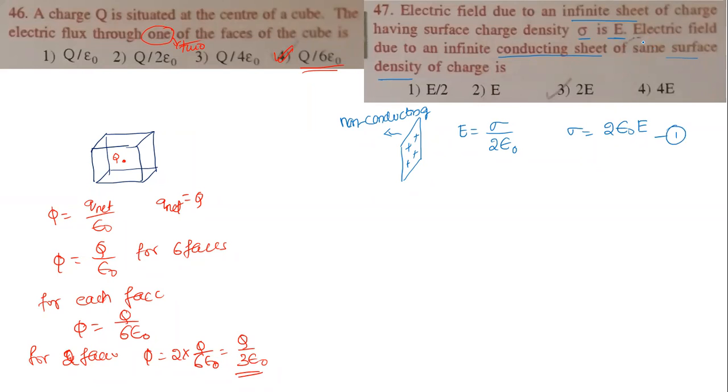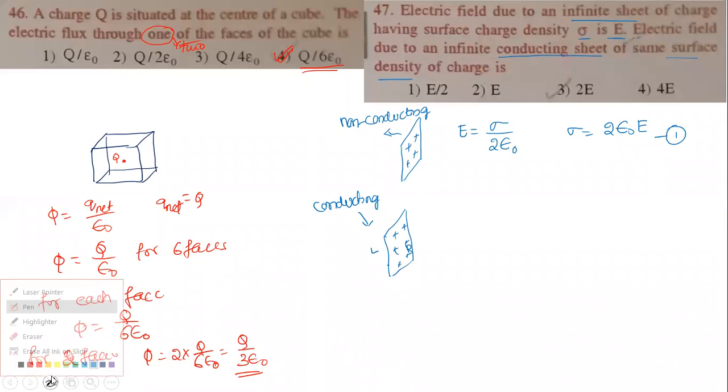Now look at the electric field due to an infinite conducting sheet. Let us take a conducting sheet like this. Since it is conducting, the charge density is going to distribute on both the faces, on this left face and on the right face also. Now if I draw this diagram a little bigger, in a detailed view, it looks like this.